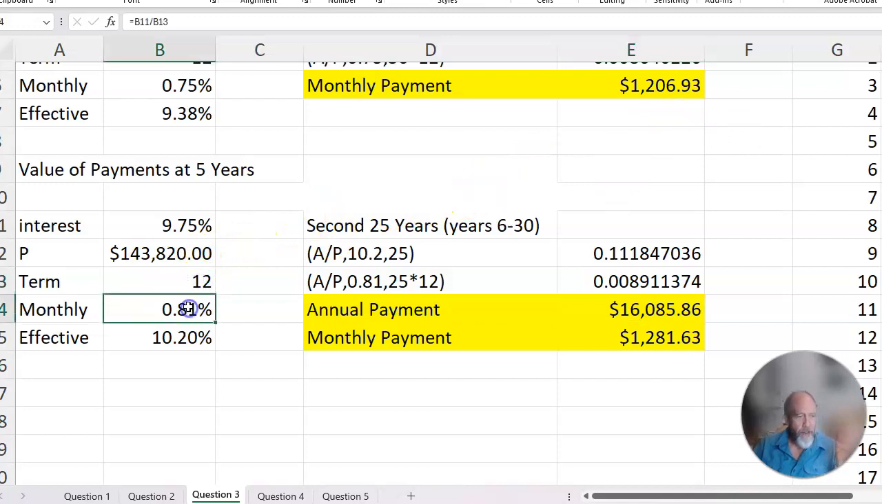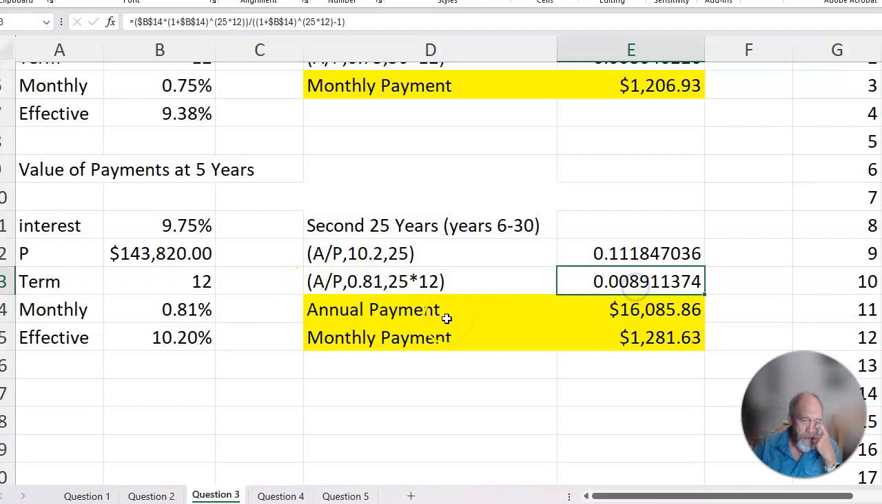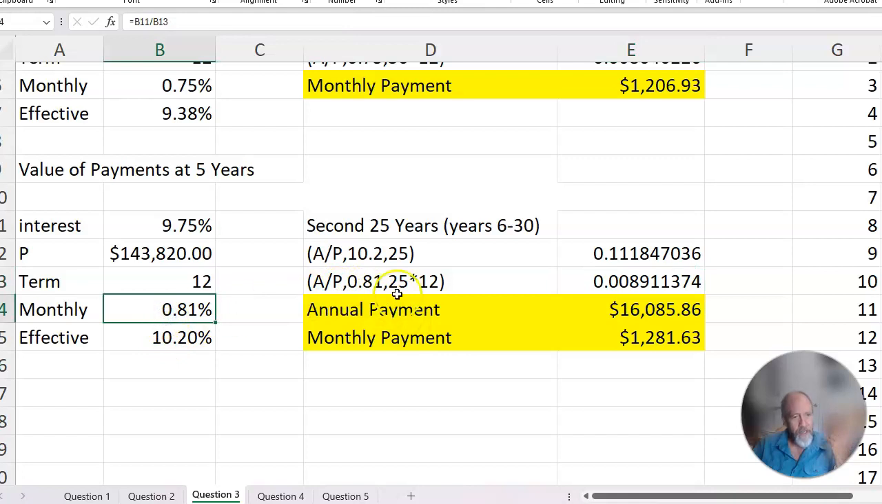Now I have a new monthly interest rate, and I have a new effective interest rate. I could calculate the new monthly interest rate. I'm not really interested in the annual payment. I am really interested in that monthly payment. Now I've got a monthly interest rate of this, and I've got no longer 30 years, but 25 years.